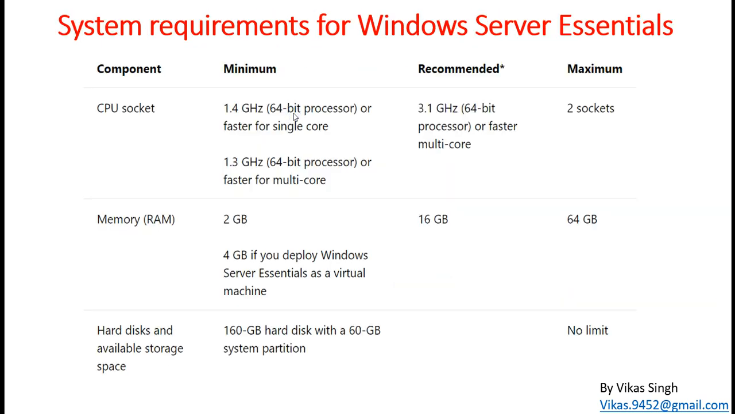This is the system requirement for the Windows Server Essentials operating system. If you talk about CPU sockets, you need 1.4 gigahertz for a 64-bit, faster multi-core processor or a single core processor. The recommendation is 3.1 gigahertz for a 64-bit processor or faster for multi-core, and it can support a maximum of only 2 sockets. So if you have a server with more than 2 sockets, it's not going to be supported.